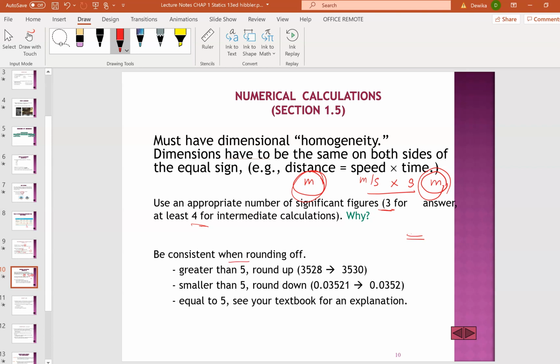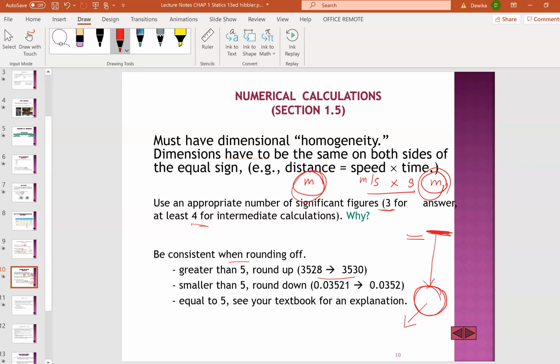Remember one thing, you only round off the final answer. As you are going through your calculation from top to bottom, do not round off the value that is on top. Because when you round off, you have deviated from the final answer, so the accuracy of the final answer will be a bit far from the actual answer. So only round off the final answer.